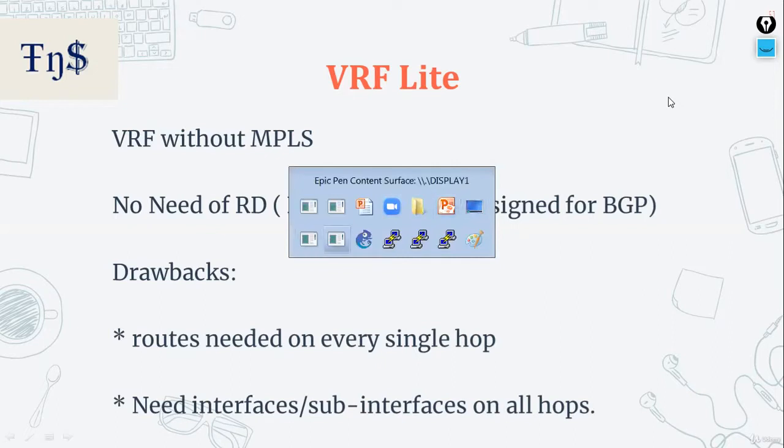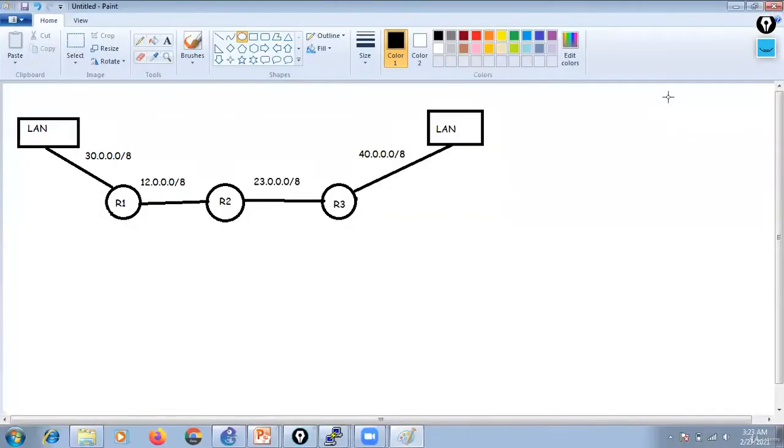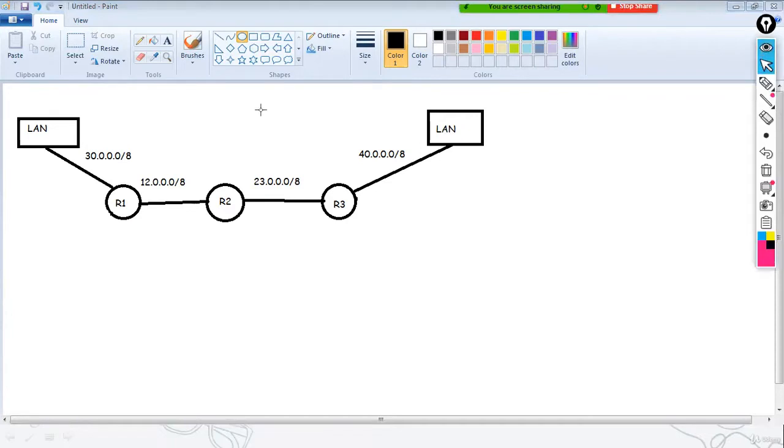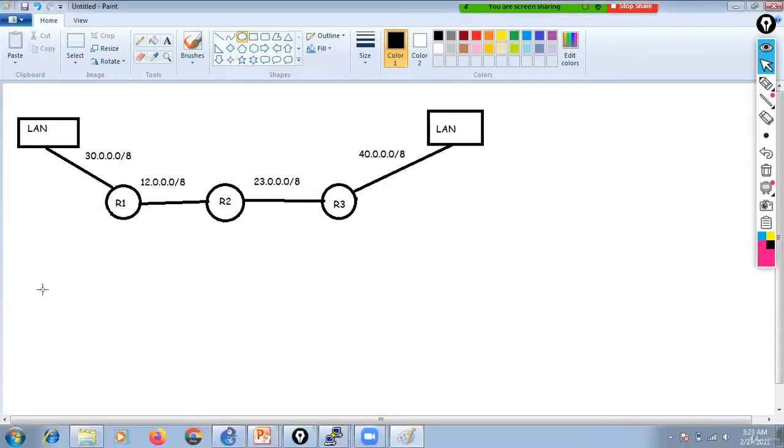Let me open Paint. This is our small requirement. Let's say this is our organization wherein we have the LAN, and we have some devices, R1, R2, and R3. Now let's say we have one more requirement. We have one more department in our organization that has recently come into the picture, and this department also needs connectivity in your organization.